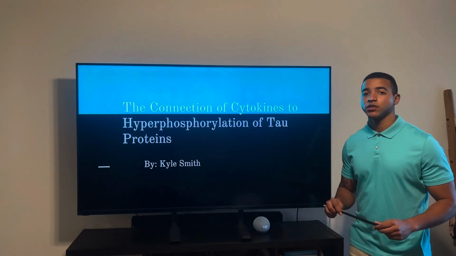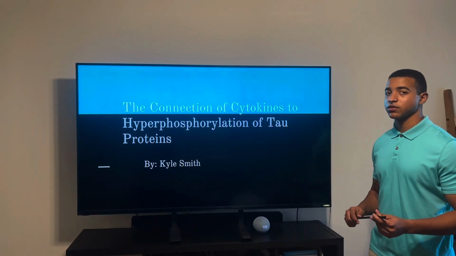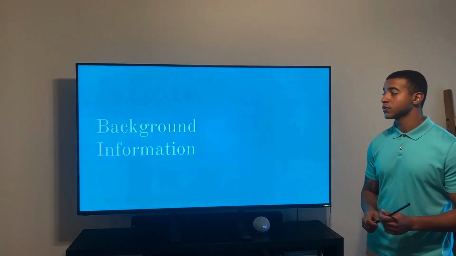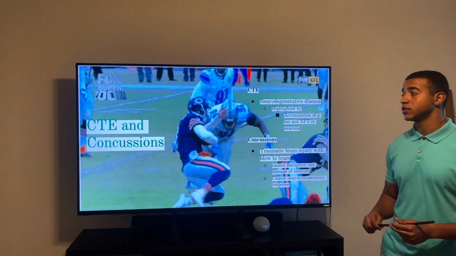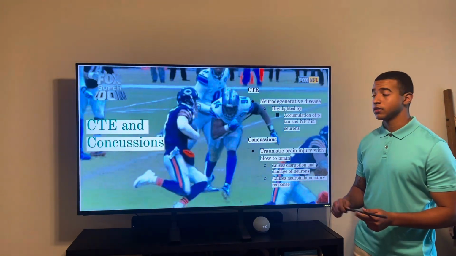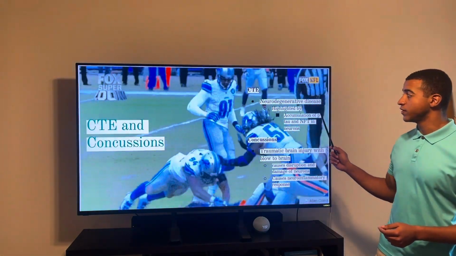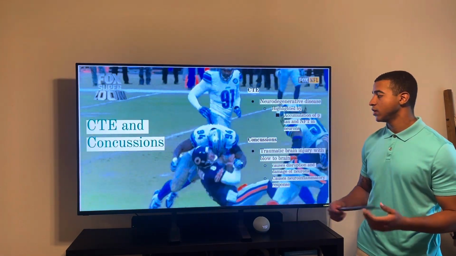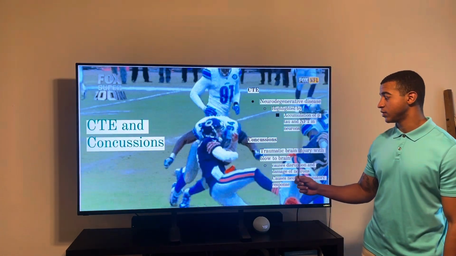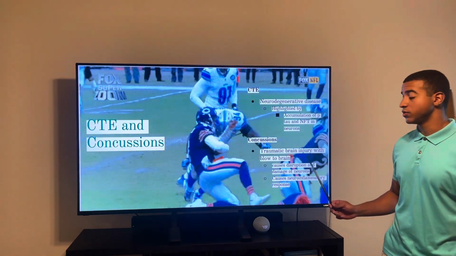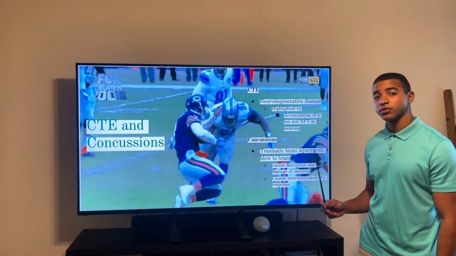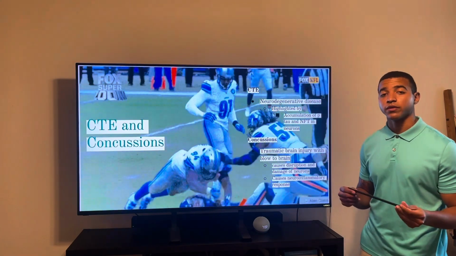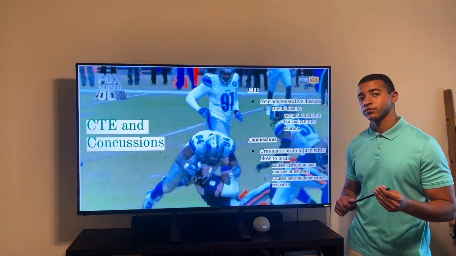My senior seminar project was on the connection of cytokines to hyperphosphorylation of tau proteins. Some background information is CTE and concussions. CTE is the neurodegenerative disease highlighted by the accumulation of p-tau and NFTs in the neurons, and a concussion like this guy's getting is a traumatic brain injury with a blow to the brain, and it causes disruption of neurons and damage to neurons, and it also causes a neuroinflammatory response.